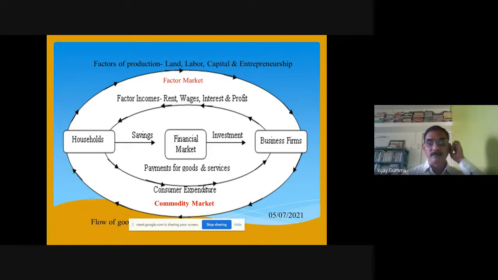See here, in this diagram, there are two sectors. The left-hand side triangle represents the household sector.